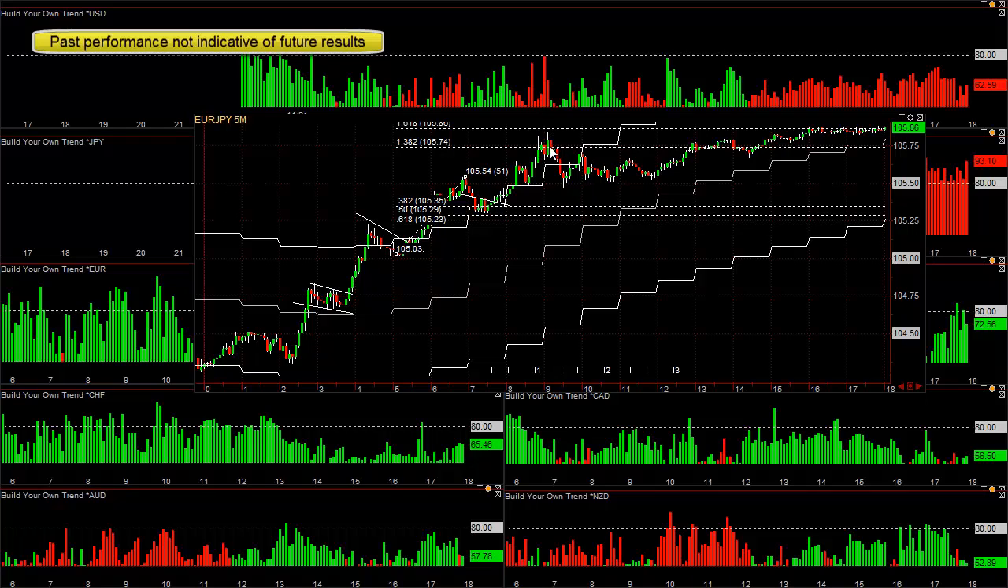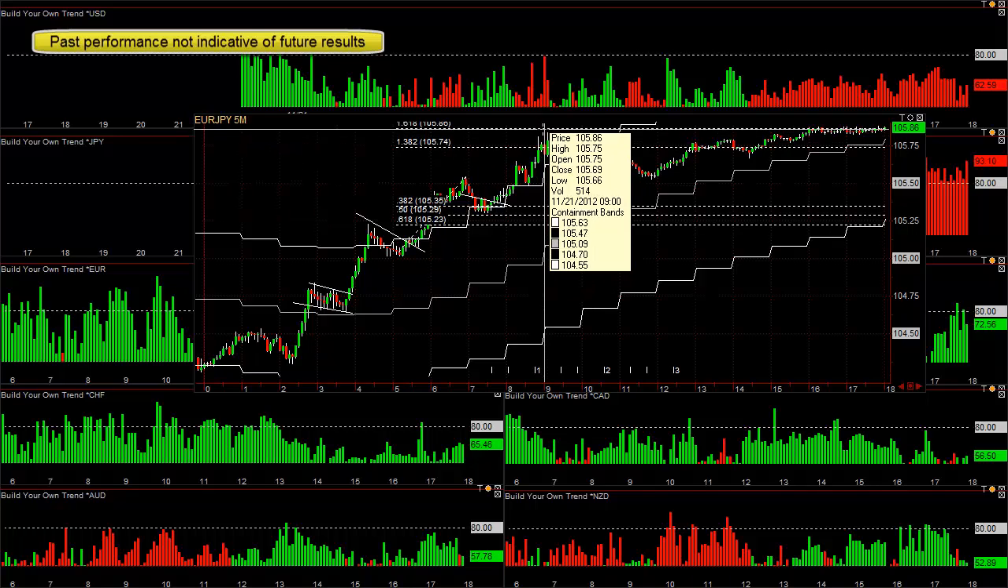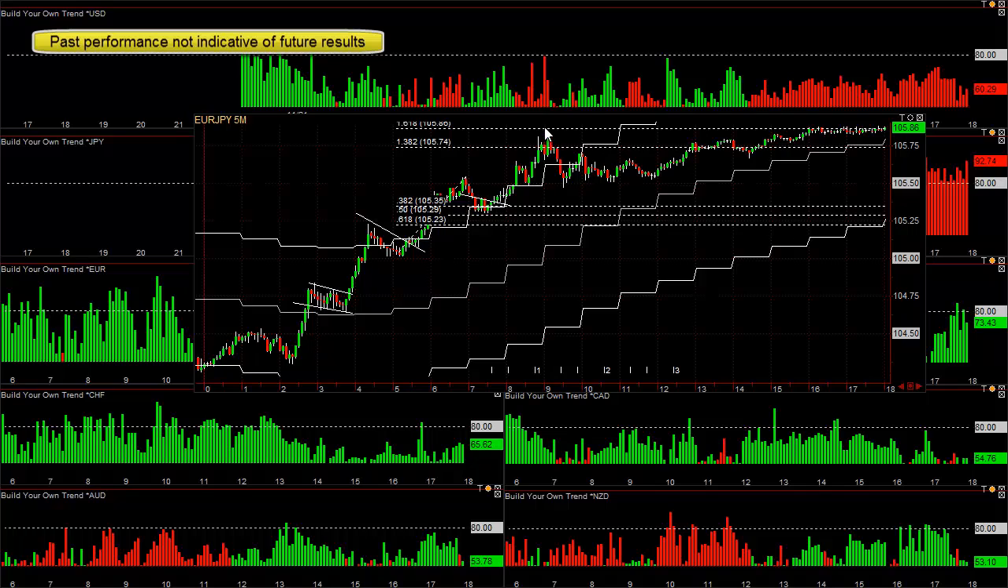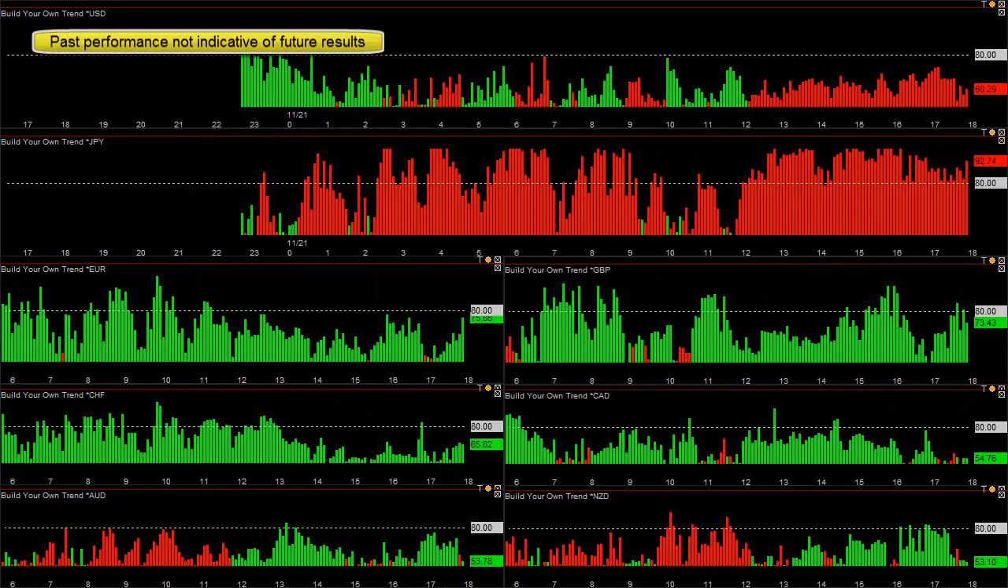I scale in progressively myself, so I might do, for example's sake, one lot. If it goes halfway in between there, I might add 2 lots. If it hits this, I might do 3 lots. And that pretty much puts my average position just a few pips off the high. If it pulls back 3 or 4 pips, I'm usually at break even. If it doesn't continue, pulls back 10 or 15 pips, I got a really nice trade. So let me bring up the euro dollar now. We'll go over that.